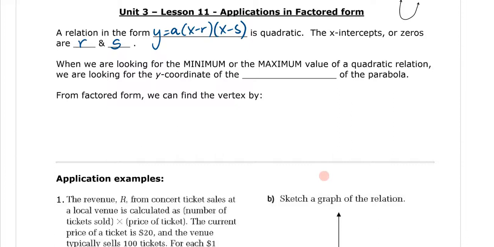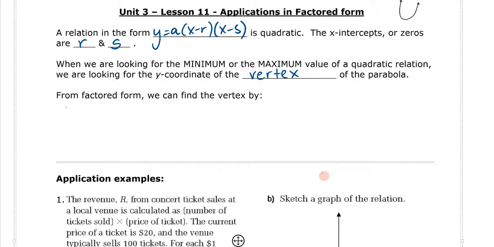So when we are looking for the minimum or maximum value of a quadratic relation, we are looking for the y-coordinate of the vertex of the parabola. Okay, and we can use the factored form to find the vertex.